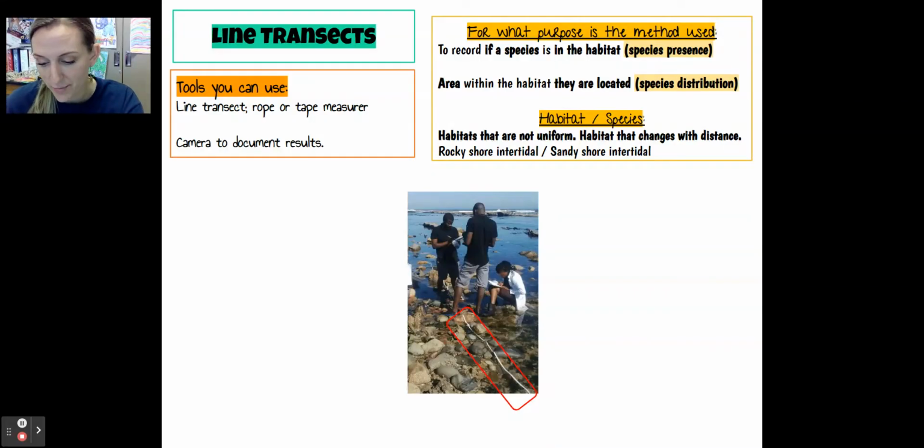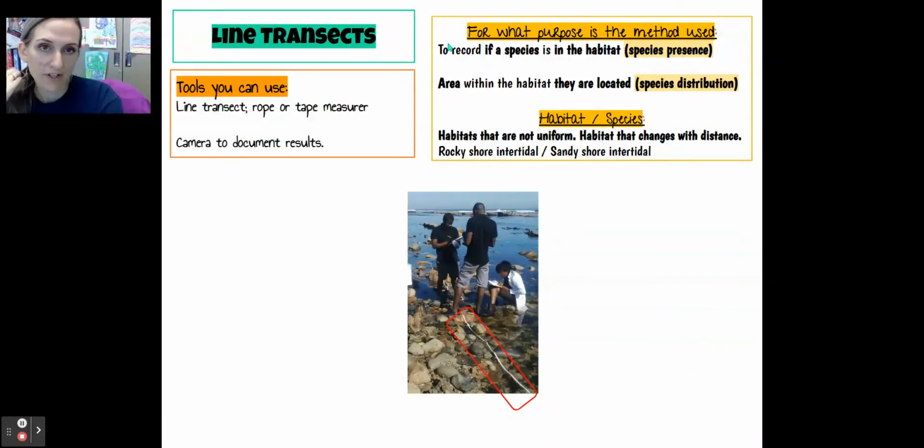So are you there? Not how many, just do you exist? And we would call that the species richness or the richness of an area. So how many different species there are. It's not abundance because you're not counting the total amount. It's just what exists on the line.